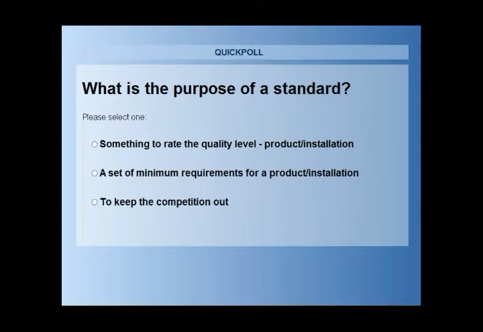So the first question, what is a standard? And I think at this point, Lee, can you bring up the poll, please? Let's ask the question, what is the purpose of a standard? There are 3 choices for you. Something to rate the quality level of a product or installation. Secondly, is it a set of minimum requirements for a product or installation? Or to keep the competition out?